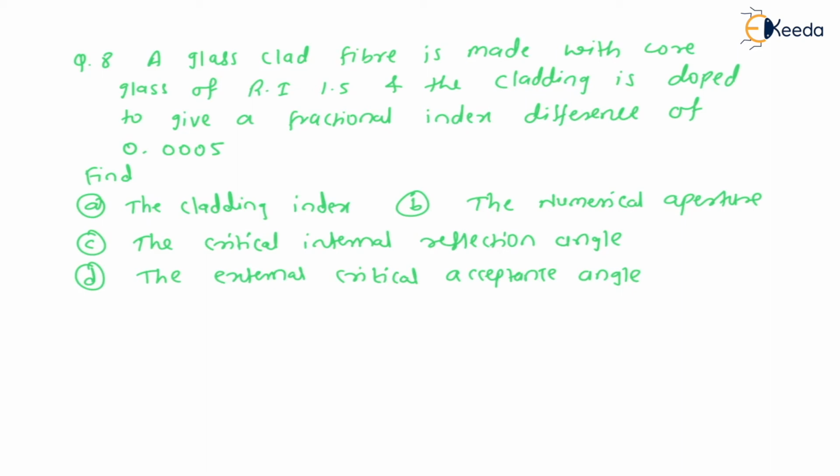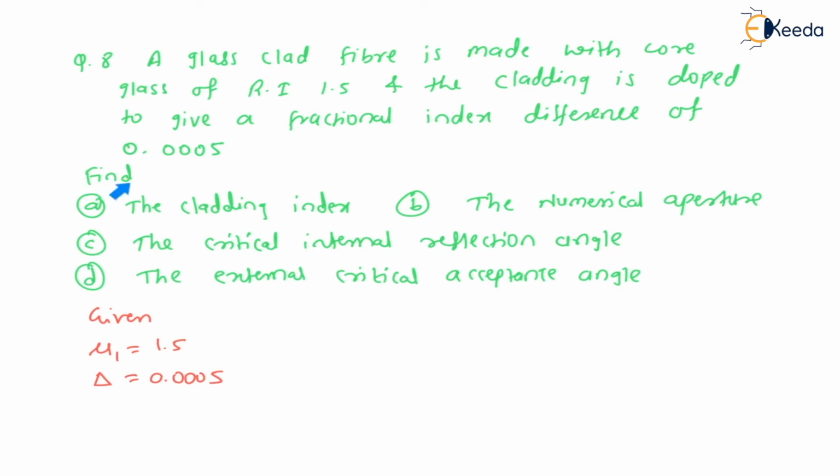So here the given quantities will be what? I'll write the given first, and then we'll discuss what we have to find out. They have mentioned the refractive index of the core, so mu1 is equal to 1.5, and the second quantity is delta. The fractional index difference is nothing but the relative refractive index, that is delta. The value is 0.0005.